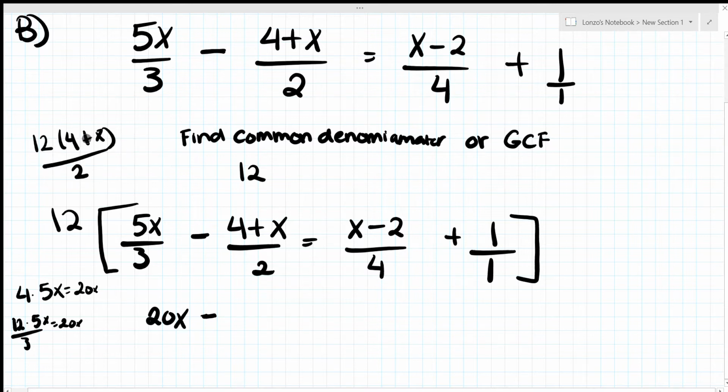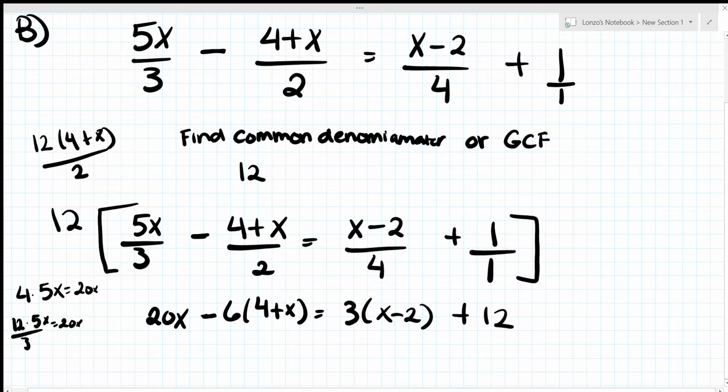I don't have to FOIL it out right now. What I can do is 12 divided by 2 is 6, and then put parentheses. I'll FOIL it out later on. So this is 4 plus x, right? I got 6 by doing 12 divided by 2. Okay. Now over here, I'm going to do the same way. I could do 12 divided by 4, which is 3, and then you are left with this x minus 2. So I'm going to put parentheses x minus 2. Over here, 12 times 1 is just 12, right?